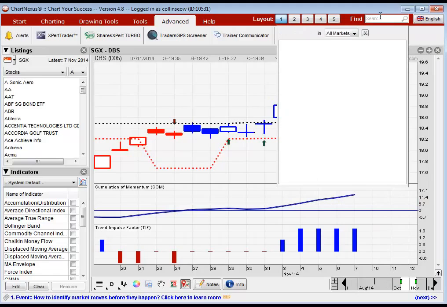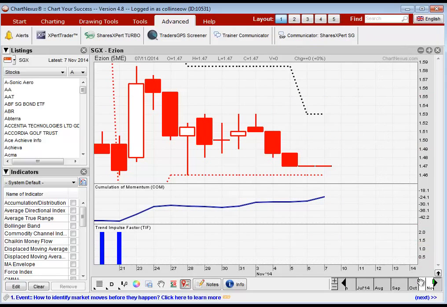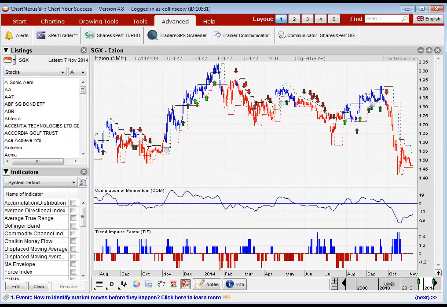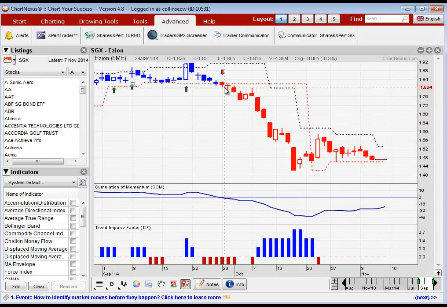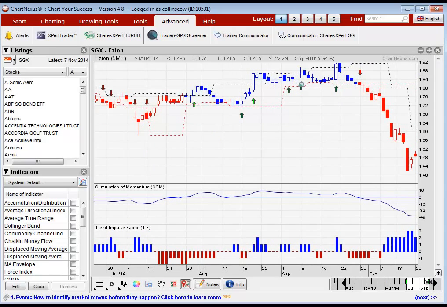Let's look at another stock. Let's take a look at Ezion. So this is the stock of Ezion. We can see over here right now, Ezion has an arrow to sell, an arrow to sell as it comes down. Previously there were arrows to buy in this part. Again, you want to take a look at the trend impulse to indicate whether it's a strong or weak impulse.